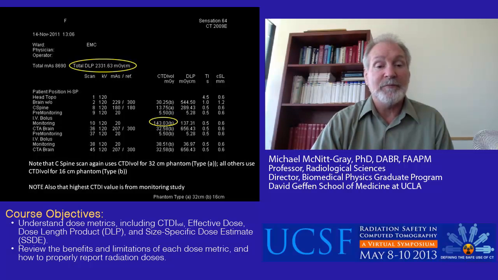Please note that the C-spine portion of this scan uses the CTDI of All for the 32 centimeter phantom. You can see that next to the C-spine line, the CTDI of All there uses type A. And all of the others use a type B phantom, which is the 16 centimeter phantom in this nomenclature from Siemens.